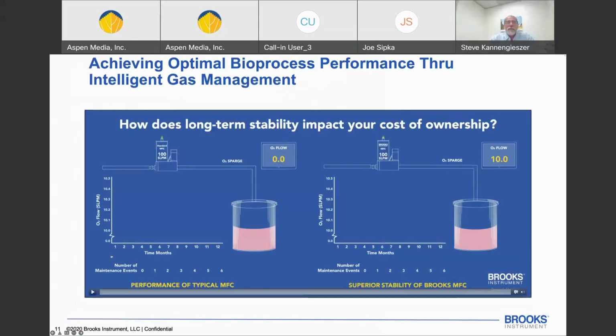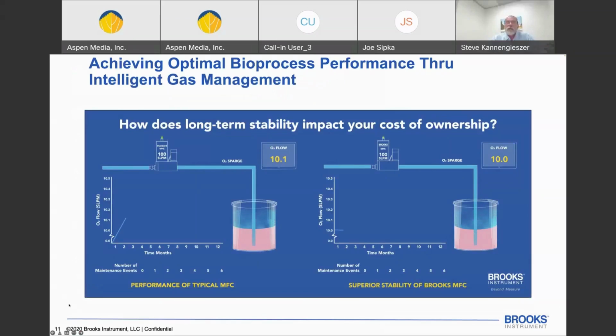If you have an improperly zeroed mass flow controller or an MFC that has poor long-term drift performance, it'll negatively impact the accuracy of that flow measurement. This animation shows 2 systems. The system on the left has an MFC with poor drift performance. The system on the right has a superior performing Brooks mass flow controller.